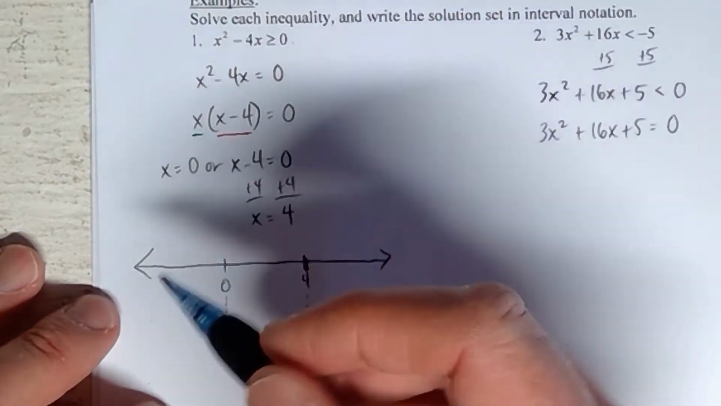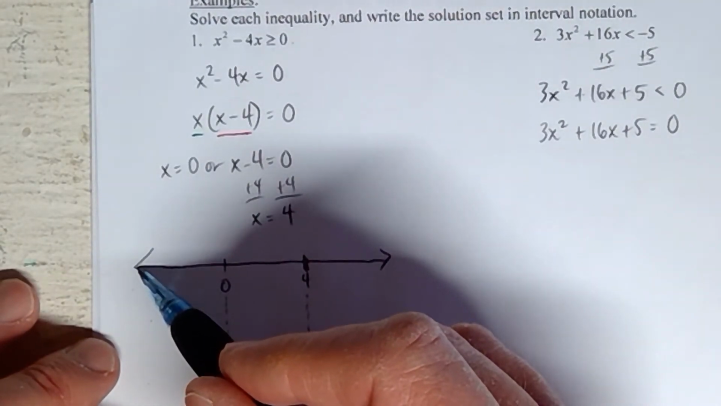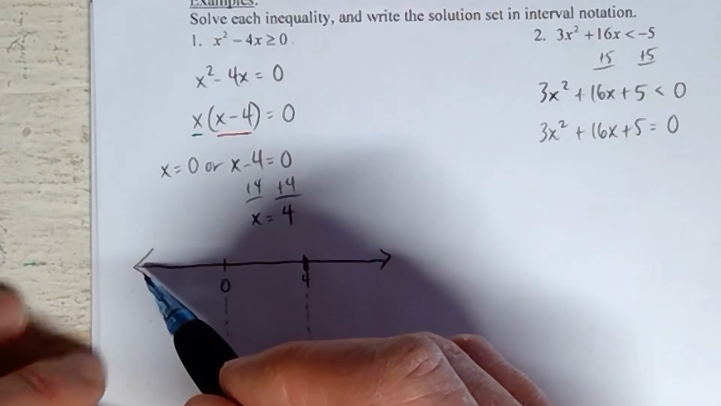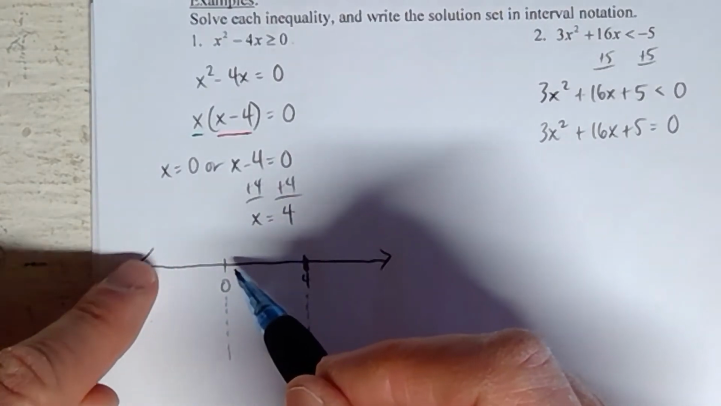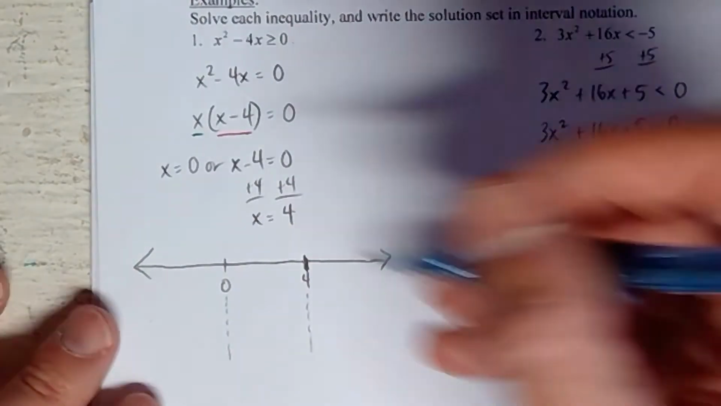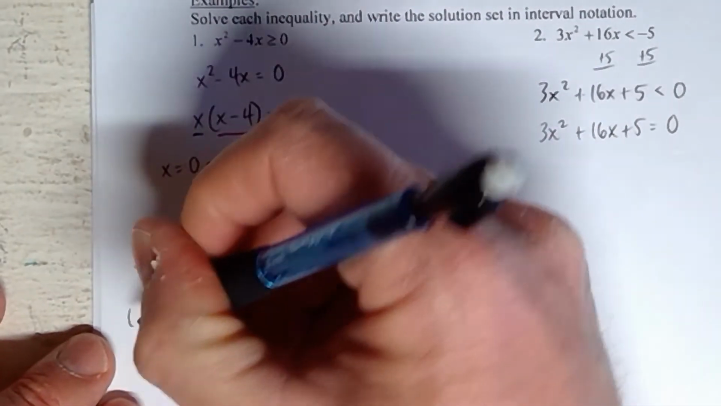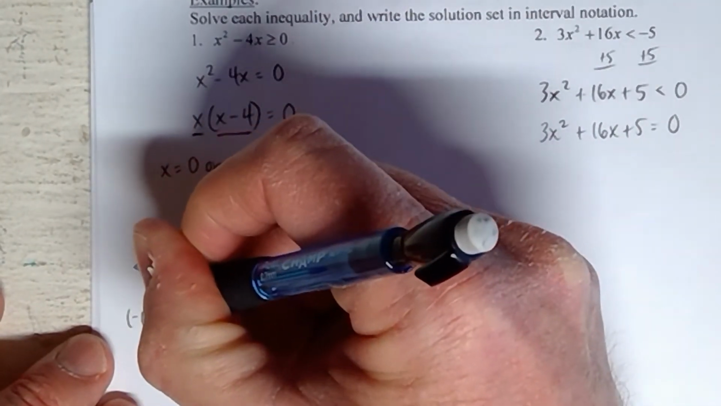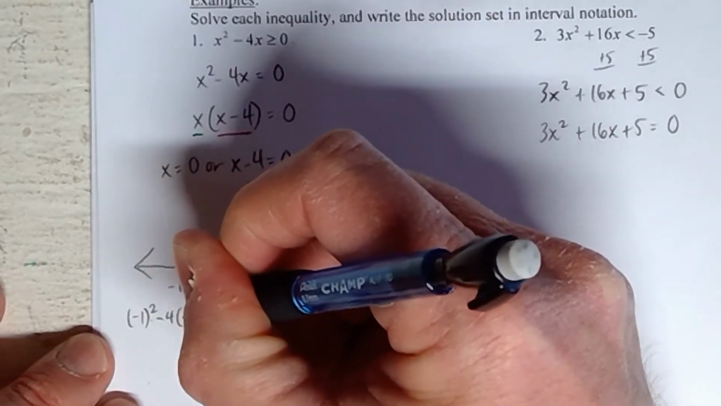And so this is from negative infinity then, because an arrow means it's going forever, and so that's infinite. So negative infinity to 0. Pick any number you want between negative infinity and 0. I'll go ahead and pick negative 1. You can pick anything you want, though. Okay, just trying to pick something simple there. Go ahead and plug it into the inequality, not into the equation, like I said.